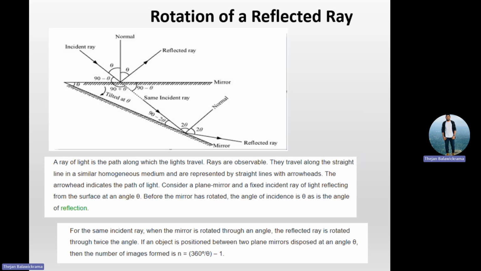Next. Okay, there's another scenario. What will happen if the plane mirror is rotated by an angle theta, the incident angle rotates? The plane surface at 90 degrees, then the incident angle theta is 60 degrees. So we rotate by 60. What will happen?